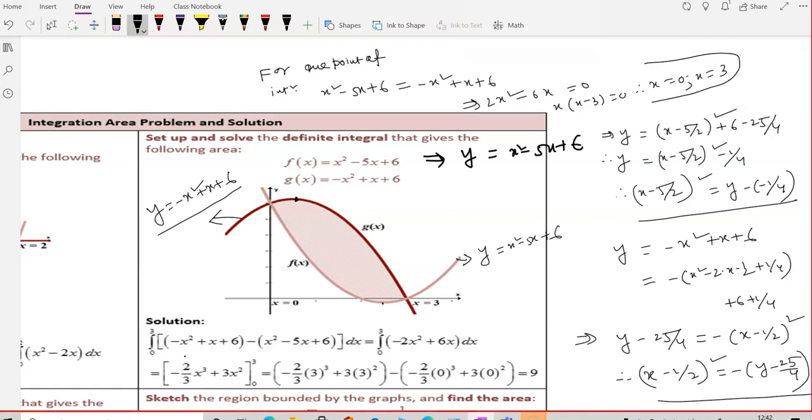So it's an easy problem. And when x equal to 0, what is y? y equal to 6. You can see if you put x equal to 0, y is coming 6. This point is (0, 6). And when x equal to 3, y is going to be 0. So these are the 2 points where the two curves intersect.